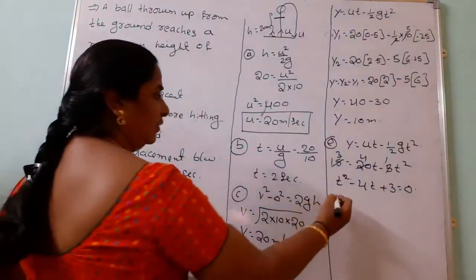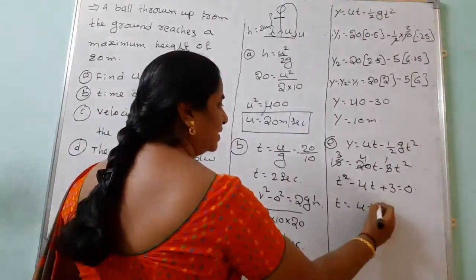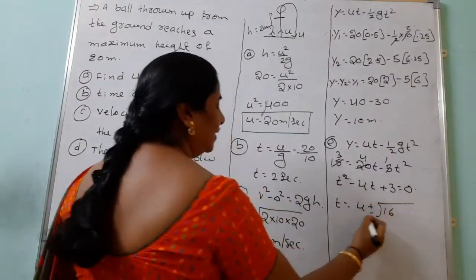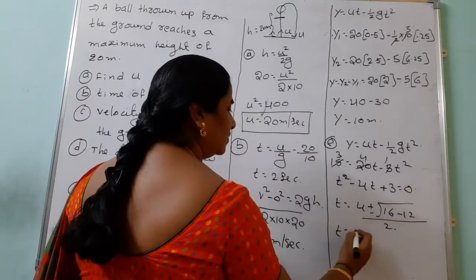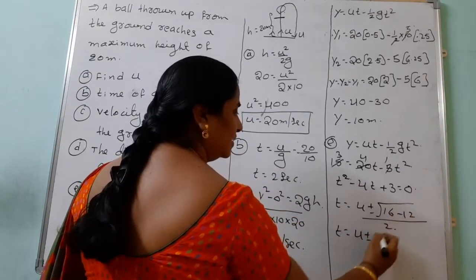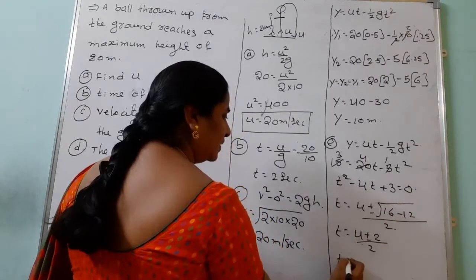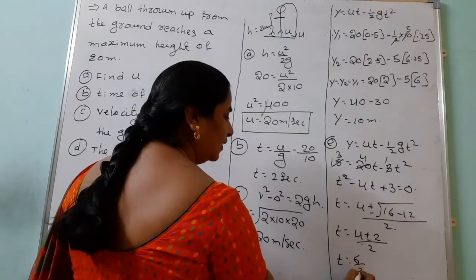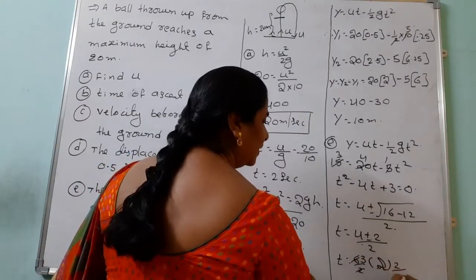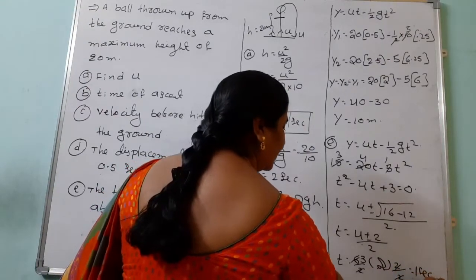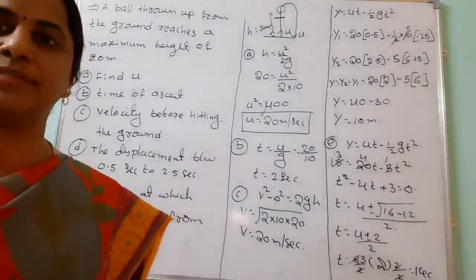After simplification, using the quadratic equation, t equals 4 plus or minus under root b square 16 minus 4ac, that is 12, by 2a. Then t equals 4 plus or minus, under root 4 is 2. When we take the plus, we get 6 by 2 equals 3 seconds. When we take the minus, 2 by 2 equals 1 second. So these are the answers for these five problems.